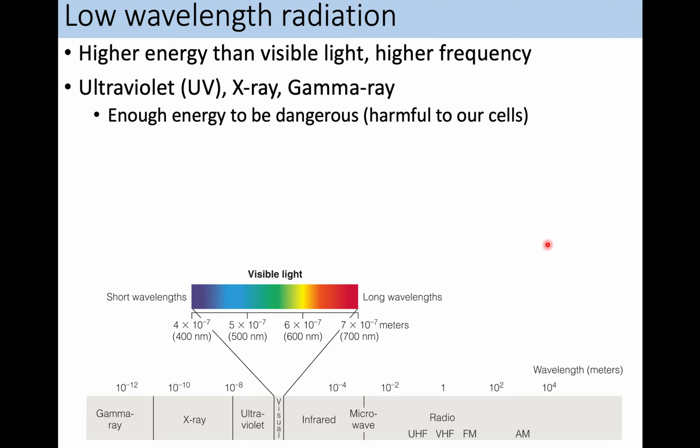Now, low wavelength radiation is pretty much the opposite. So low wavelength radiation is going to be very high energy. So it's going to have higher energy than visible light, also higher frequency. So higher energy than visible light is going to be our ultraviolet or UV rays, X-rays, and gamma rays. So these have enough energy to actually be dangerous to humans and other life, harmful to the actual cells in our body. So gamma rays, X-rays, and UV rays can be very, very dangerous.